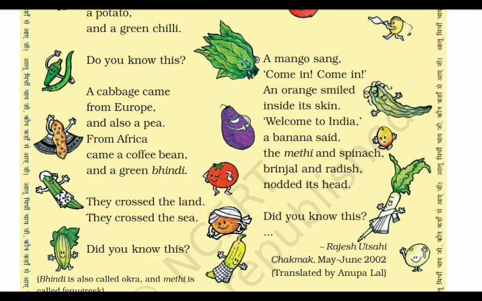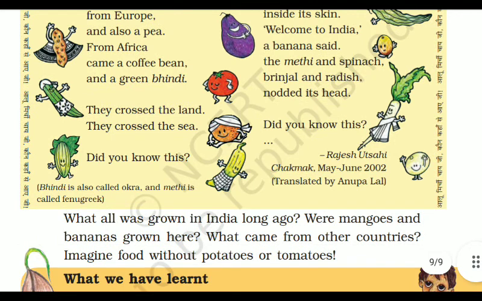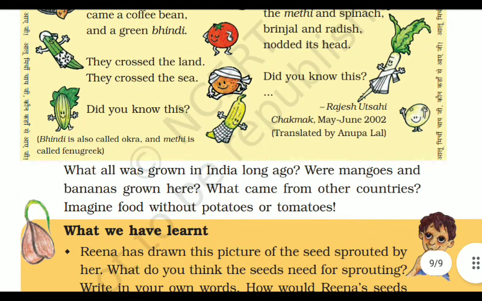The methi and spinach, brinjal and radish nodded its head. Do you know this? So one question is given here along with the answer. What all was grown in India long ago were mangoes and bananas grown here. What came from other countries?